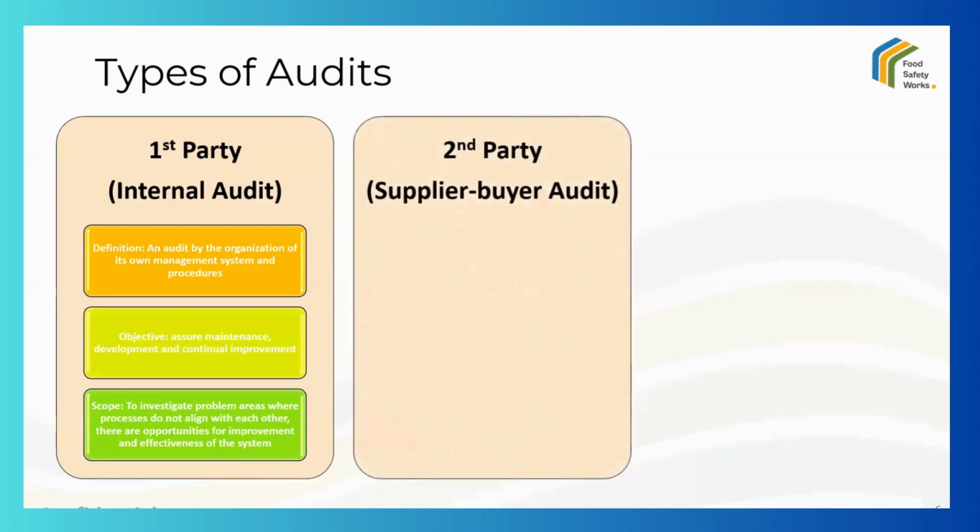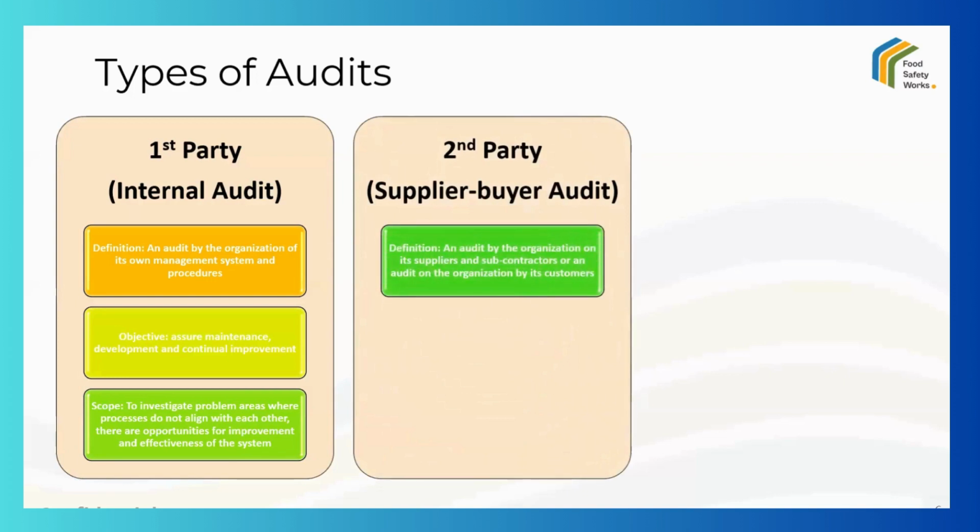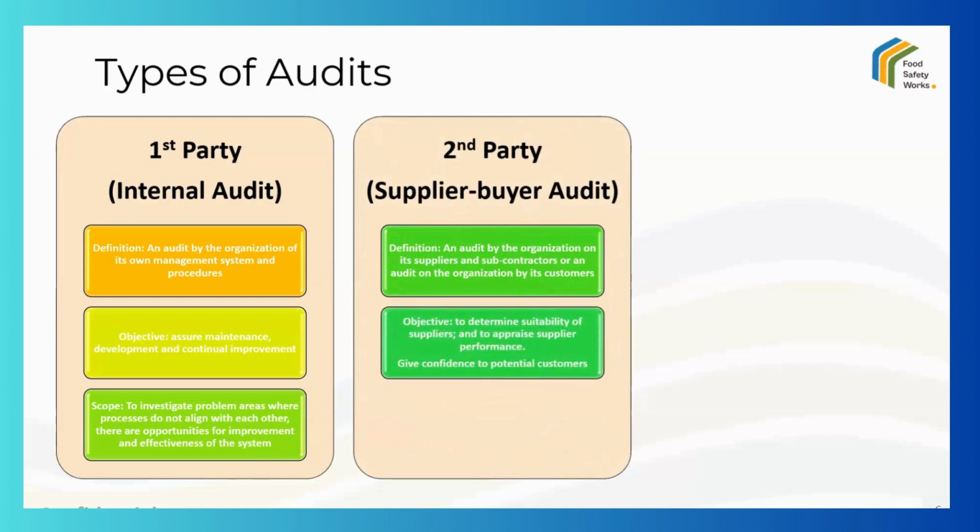Then comes your second party audit. You can call it a supplier buyer audit, wherein an organization audits its suppliers, customers, or subcontractors. The major objective is whether you want to go ahead with that supplier, whether you want to onboard that supplier, or, as a customer, whether you gain confidence in getting the product from that supplier.